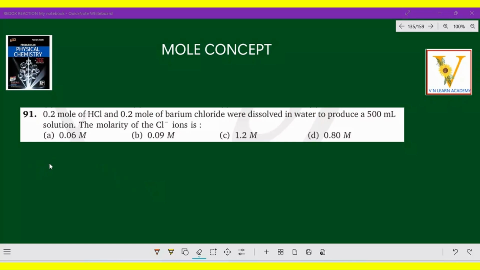Hello students, today we are going to see some more interesting and important questions from Narendra Avasthi sir's physical chemistry, mole concept. Come on, let us discuss a few more questions from this session.